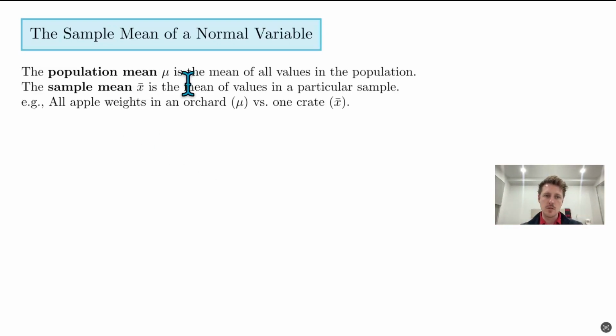We call that mu, the mean of all the values in the population. The sample mean x bar is the mean of values in a particular sample. So x bar is when you've taken maybe 25 apples from your massive orchard and calculated the mean of that particular sample. All apple weights in an orchard have the population mean, mu, and x bar is our crate of apples that we've taken as a sample so that we can draw inferences about the population average for our apples.